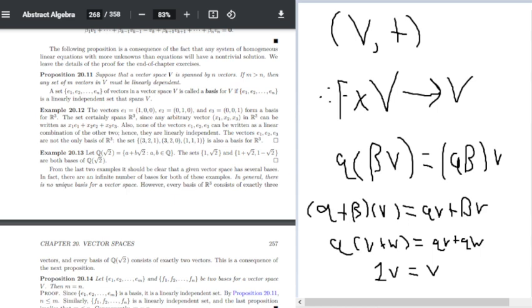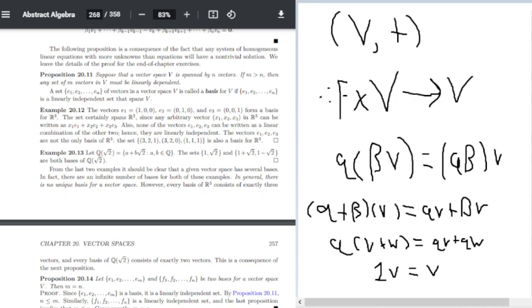As well, example 20.13. Let Q adjoin square root of 2 be equal to a plus b square root of 2, with a and b in the rational numbers. The sets {1, square root of 2} and {1 plus square root of 2, 1 minus square root of 2} are both bases of Q adjoin root 2. From the last two examples, it should be clear that given a vector space, the space has several bases.